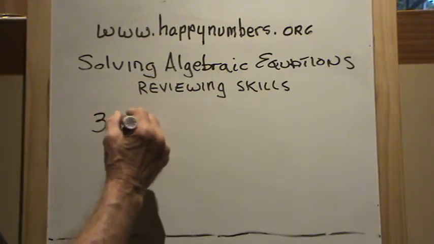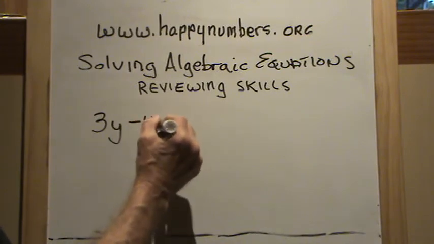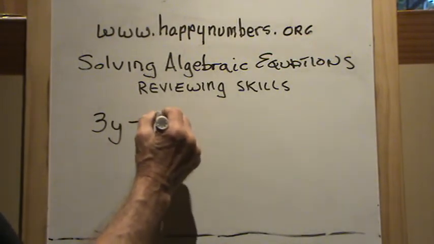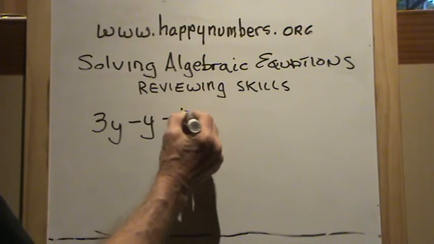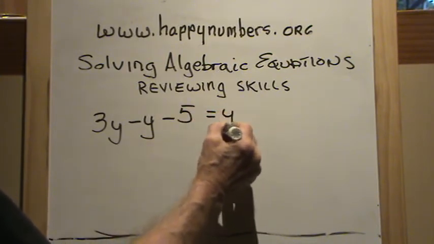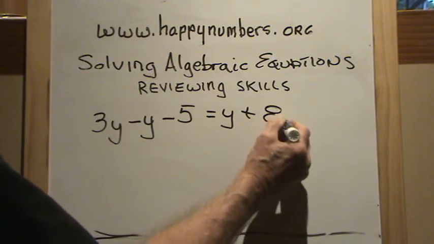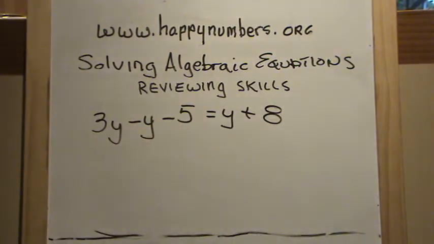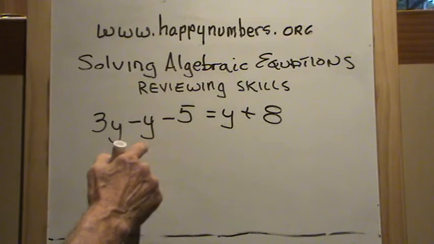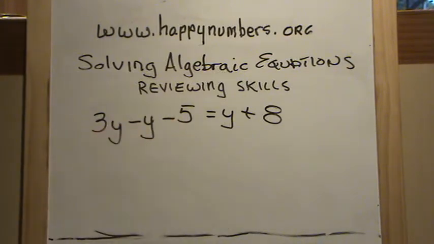3y minus y minus 5 equals y plus 8. So put your video or DVD on pause and work this problem, and then let's see what we've got.